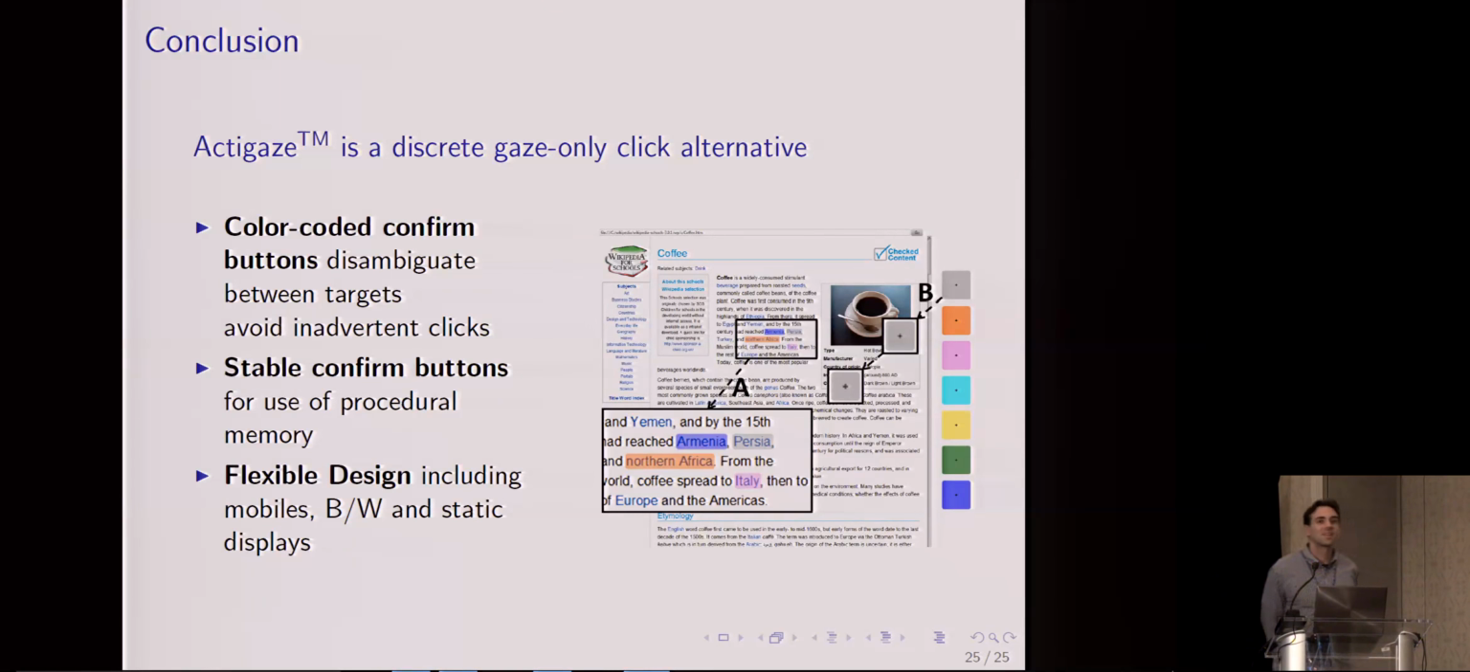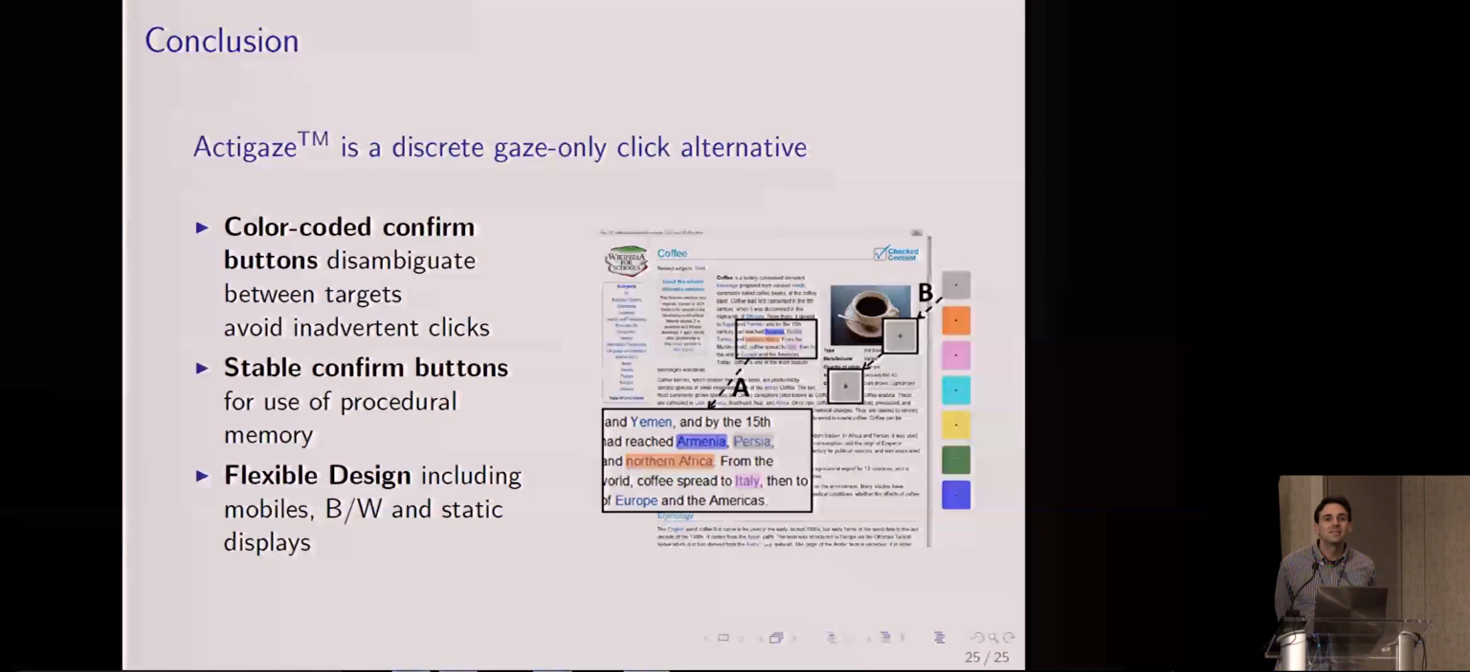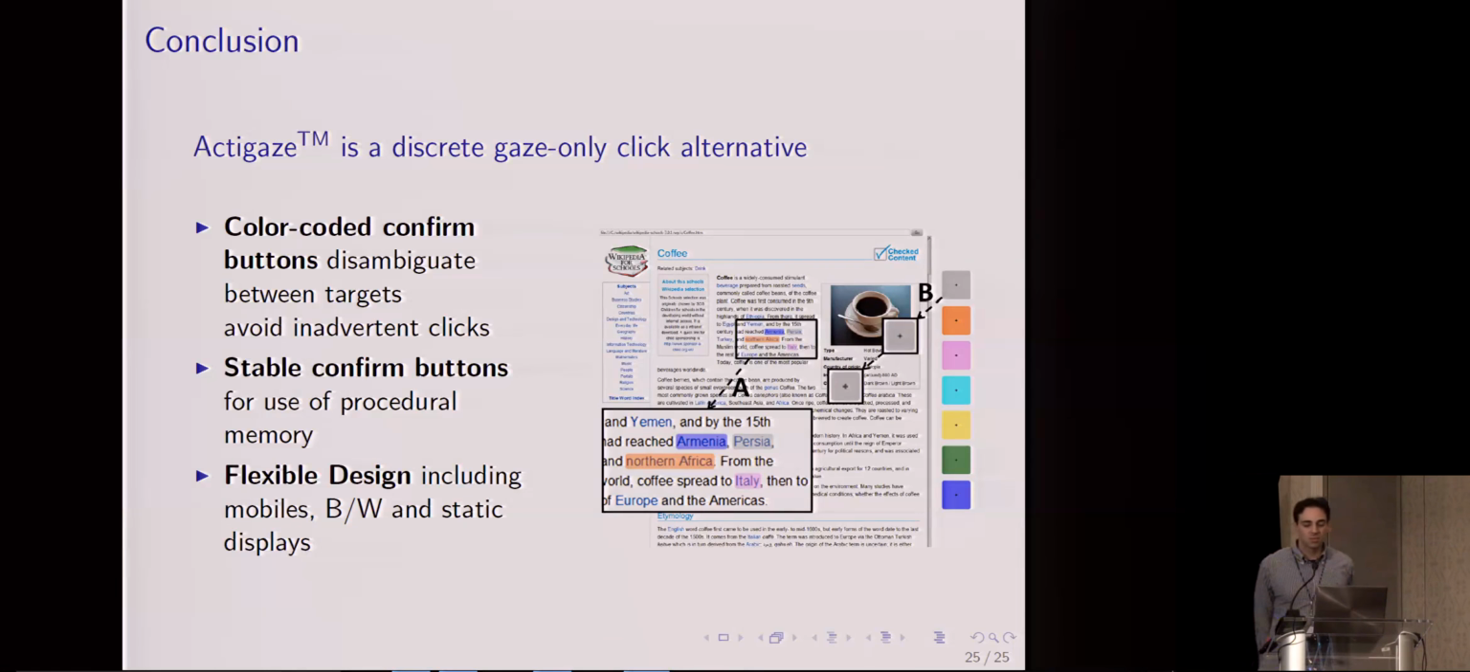Go ahead. Hi, Andreas Bulling, Max Planck Institute for Informatics. Nice work. I was just wondering, you eliminate the search time to some extent, but you still have the travel time from the target to the actual button. So what was the reason to position the buttons at the corner or the edge of the screen and not maybe surrounding the gaze target? Yes, so we tried that.